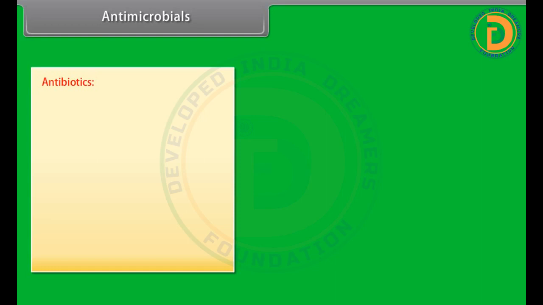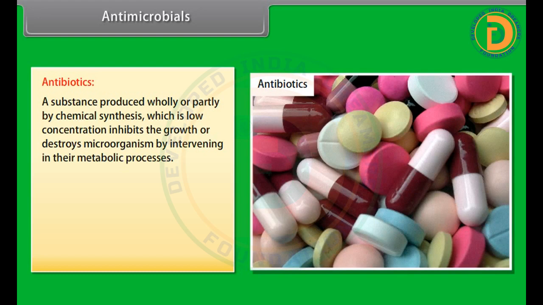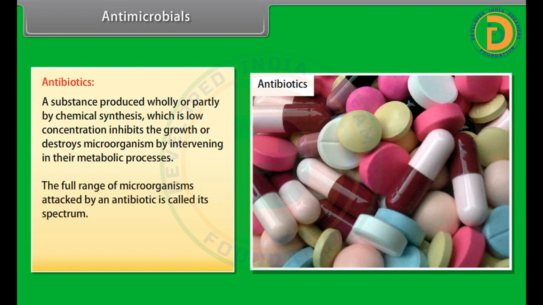Antibiotics. A substance produced wholly or partly by chemical synthesis, which in low concentration, inhibits the growth and destroys microorganisms by intervening in their metabolic processes. For example, penicillin, ampicillin, and streptomycin. The full range of microorganisms attacked by an antibiotic is called its spectrum.